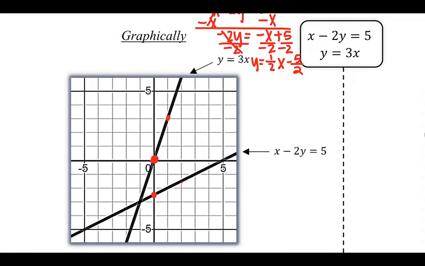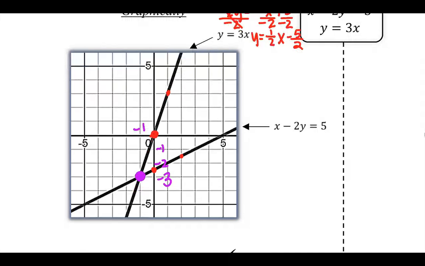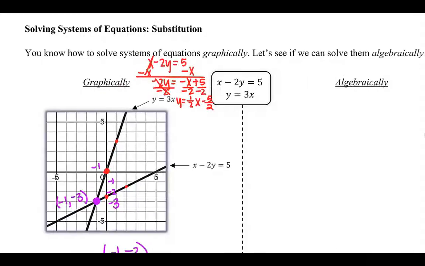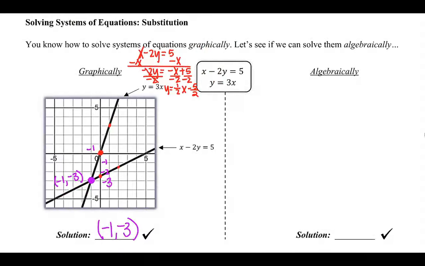So again, there's our graph. Then I look and see where they cross. I can see that they cross right here. So my solution would be over negative 1, down negative 1, negative 2, negative 3. This point is located at (negative 1, negative 3), which would be my solution to this system of linear equations. So get them in slope-intercept form, or solve for y, graph them, see where they cross, and you're good to go.